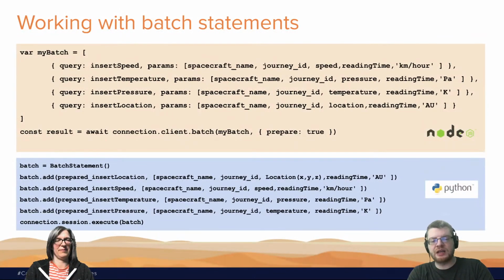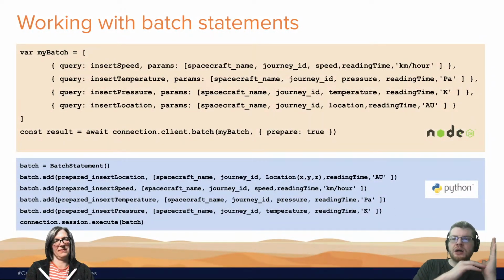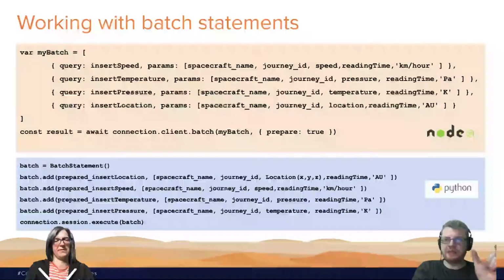So I have my spacecraft name, journey ID, location XYZ, which again is that UDT. We'll get into that in a moment. Read time. All of those things are just sent as part of that prepared statement. All those prepared statements are just part of the batch. I send that off with the connection, session, execute, and then just throw the name of my batch in there, sends it off, does the operation. Pretty simple, nothing too complicated.